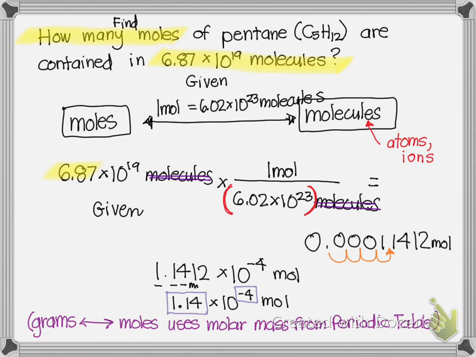So remember, if you're going from moles to molecules, atoms, or ions, or in reverse, molecules to moles, you're going to use Avogadro's number. In this problem, going from molecules to moles, we divide by Avogadro's number.